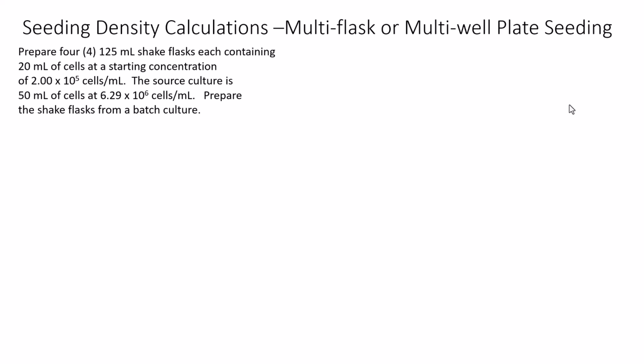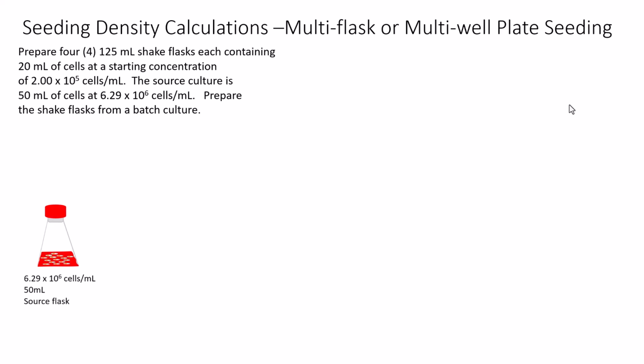So here we're saying prepare 4 125 ml shake flasks, each containing 20 mLs of cells at a starting concentration of 2.00 times 10 to the 5th cells per mL. The source culture is 50 mLs of cells at 6.29 times 10 to the 6th cells per mL. And I want you to do this now from a batch culture. And so we'll see what that means. But one flask is going to serve as the source for each of the destination flasks. And so let's see how that's done.